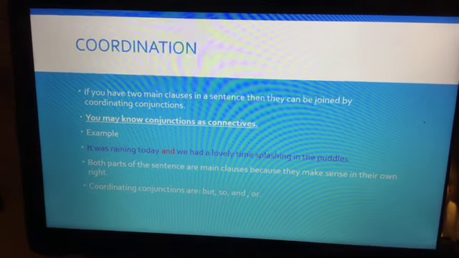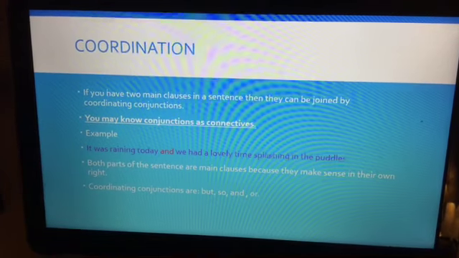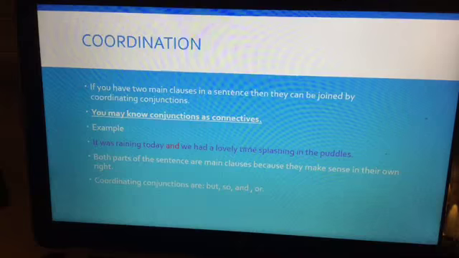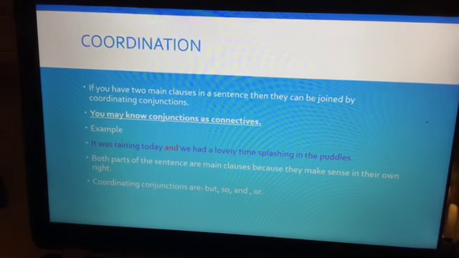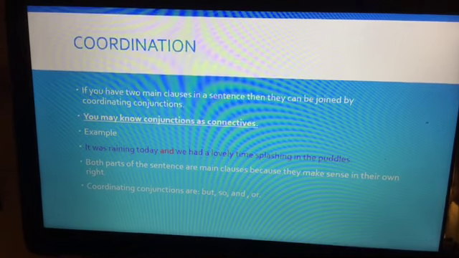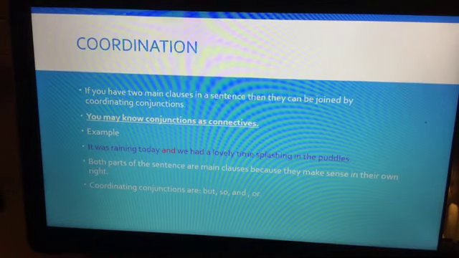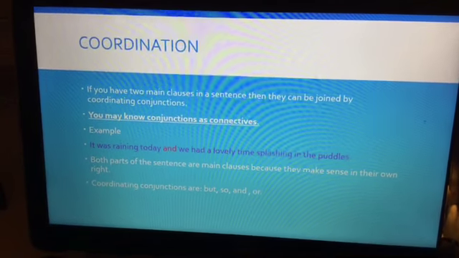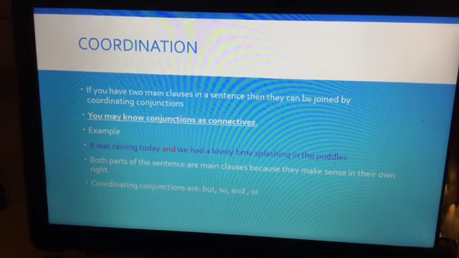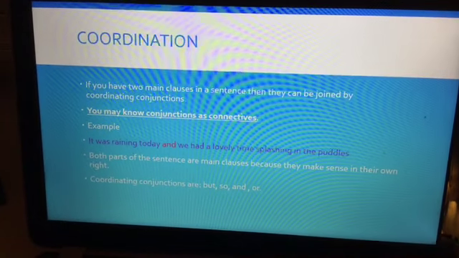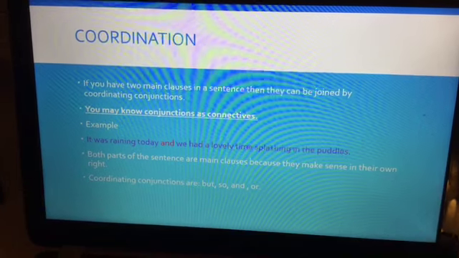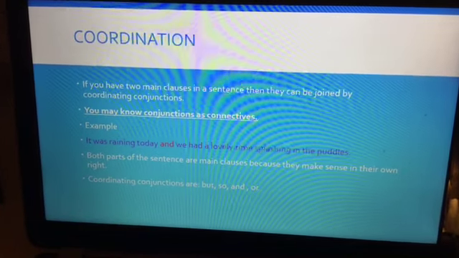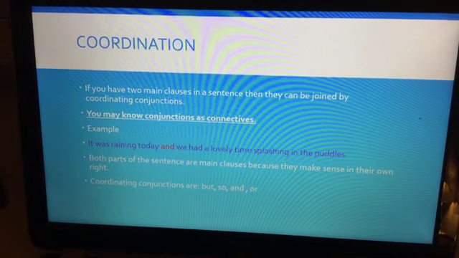Examples of coordinating conjunctions are but, so, and or. And I've used the one, and, above, as you can see. So I'll just remind you again, if you've got two main clauses, and a main clause is a clause which can stand on its own and make sense as a sentence, if you have two of those main clauses, you can join them together with coordinating conjunctions: and, but, so, or.